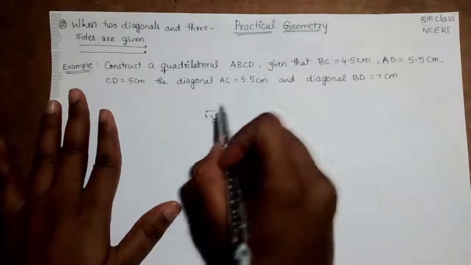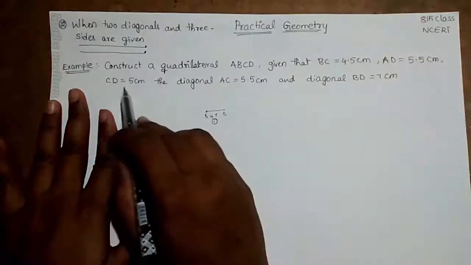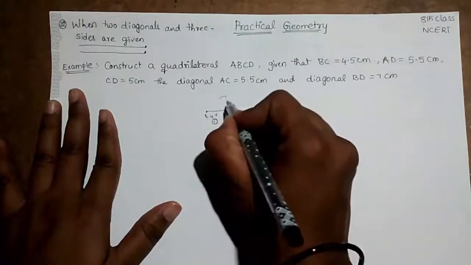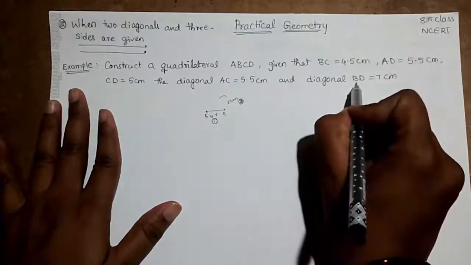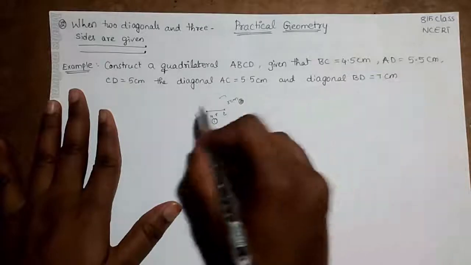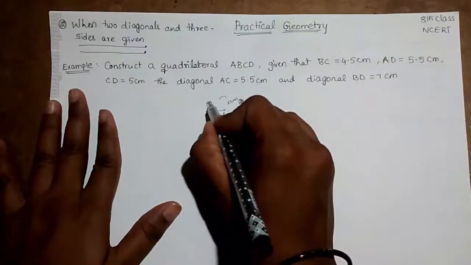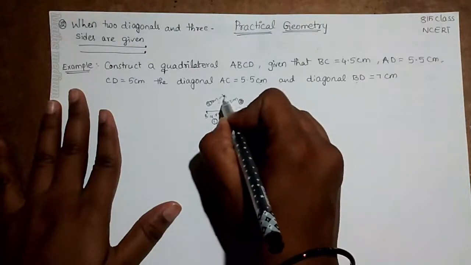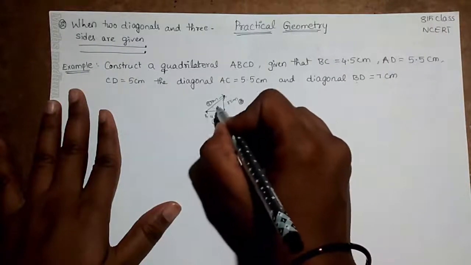Next AD, we don't have points A and D, skip this, and CD equal to 5 centimeters. So at C make an arc with 5 centimeters. This is step 2. So here one is BD equal to 7 centimeters. So from B we take 7 centimeters as the third step. Make an arc at a point. The 2 curves are meeting at a point. Join these 2 lines. We get a triangle.